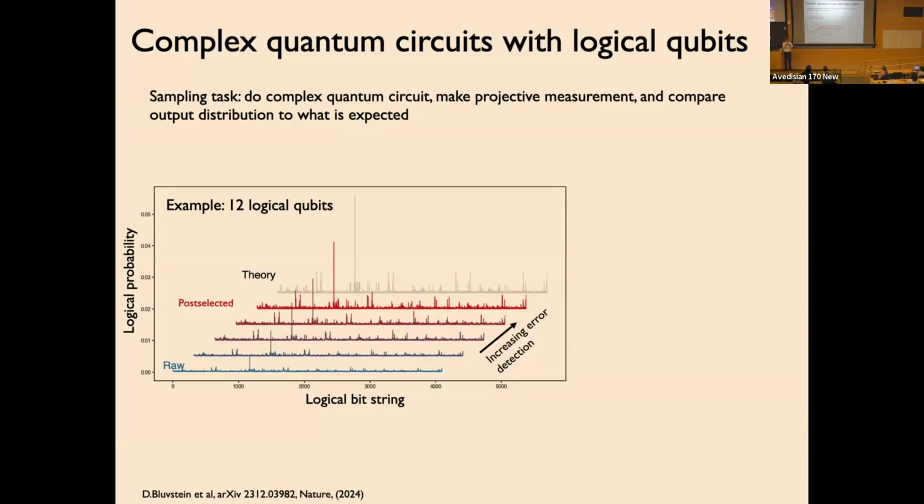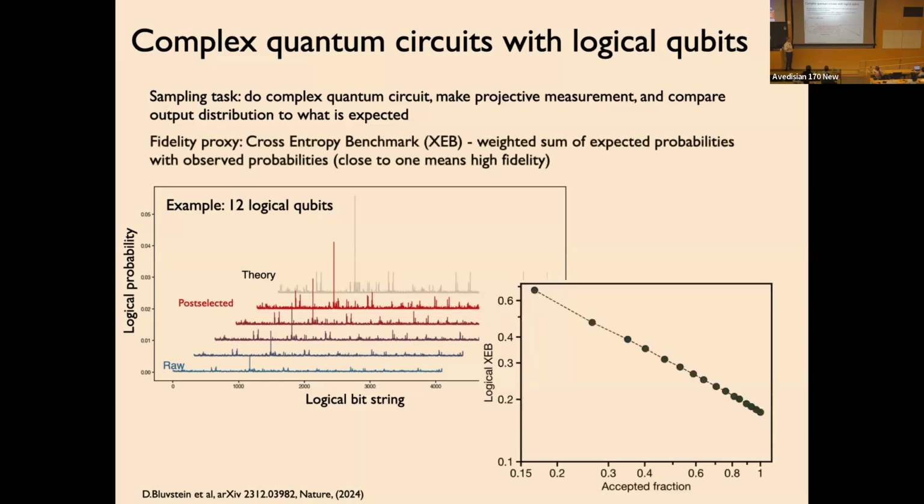This is like a speckle pattern, basically random strings showing. So the raw result is this. You can see maybe there is some correspondence between the two, but it's not so clear. But now, if you start utilizing error correction or error detection, in this case just keeping the samples where stabilizers have not been violated, you see the shadow of the ideal distribution come out as you have more and more error detection. So you see these distributions are really very simple.